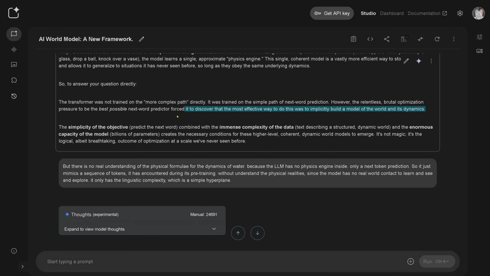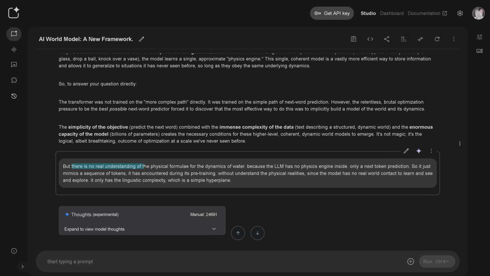And now on this particular point, I start my discussion with my AI. Because the AI tells me the simplicity of the objective to predict the next word, combined now with the immense complexity of the data and the enormous capacity of the model, of the LLM, creates now the necessary conditions for these high-level, coherent, dynamic world models to emerge. It is not magic, it is the logical, although breathtaking outcome of the optimization at a scale we have never seen before. And you can disagree with your AI, no?